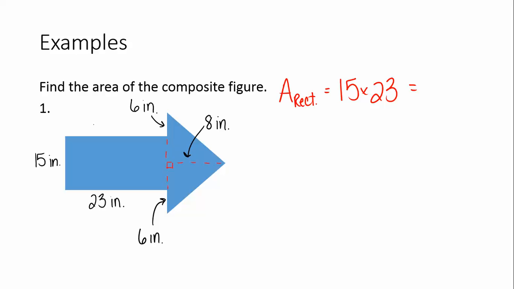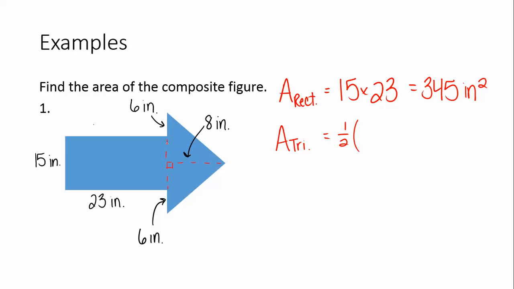Let me get my calculator. So that's 345, and we want to make sure we have our units. It's 345 inches squared. All area is squared. And now we have the triangle. And I'm just going to write the word try there so we know that that's the triangle. Triangle is 1/2 times the base times the height. So we need the base of this triangle. So that's kind of this bottom part here as I draw my pen through it.